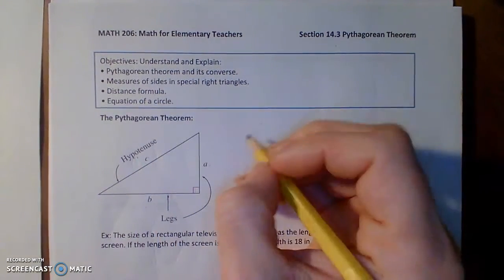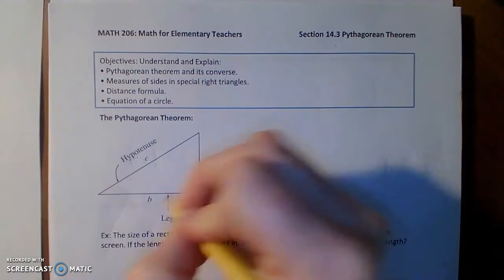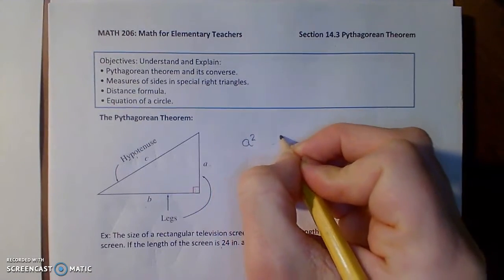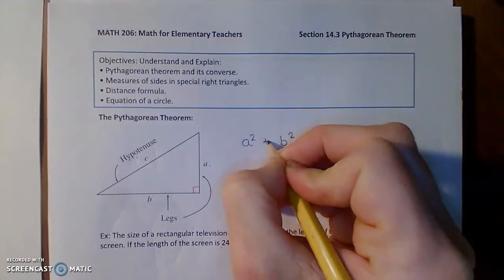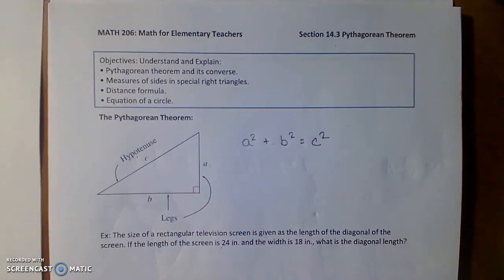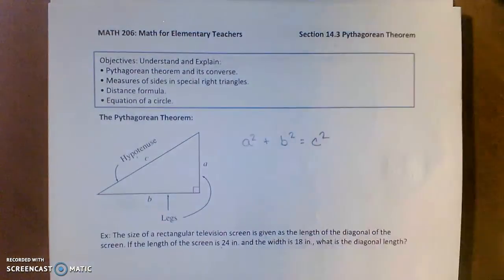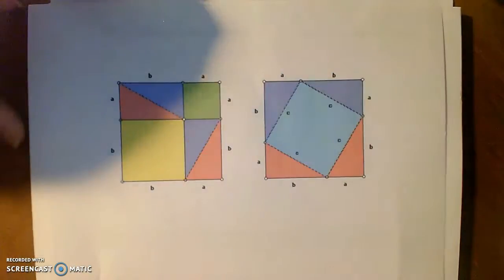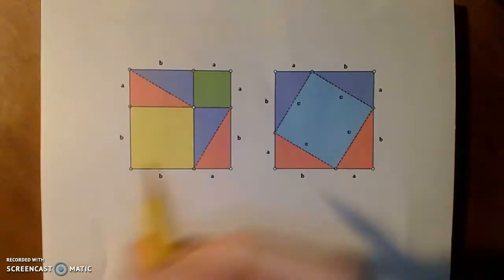All right, so what the Pythagorean theorem says is that the squares of the two legs, a squared and b squared, sum together to equal exactly the square of the hypotenuse. And I have a video here that shows a visual of what that looks like. And let me just go through the proof of that really quickly.